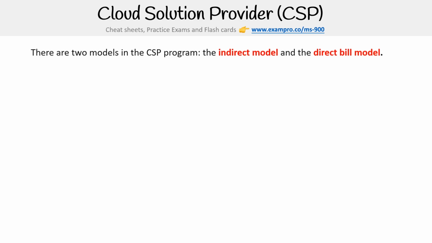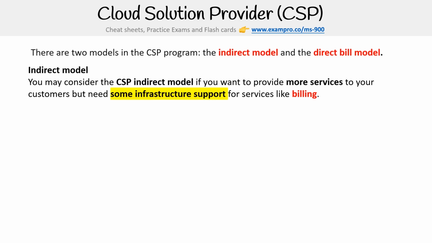So there are 2 models in the CSP program. There's the indirect model and the direct bill model. For the indirect model, you may consider this model if you want to provide more services to your customers but need some infrastructure support for services like billing.